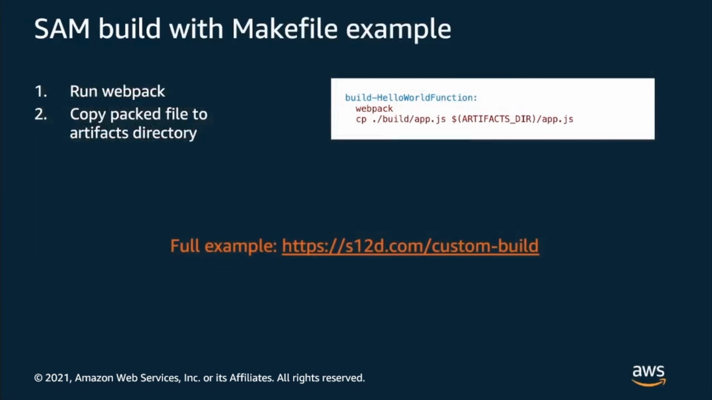Now, I told you what SAM build is. We had this example, s12d.com custom build. It's really kind of this simple. If I set this to build with a Makefile, then the standard is you do build dash and the name of the function, and that's what the custom build will see. And then I just have it doing a webpack on my code and then copying the code into the artifacts directory. You can do a lot more than that. We have another example where we're using Swift for backend on Lambda functions, and it's all being done with custom builds as well.